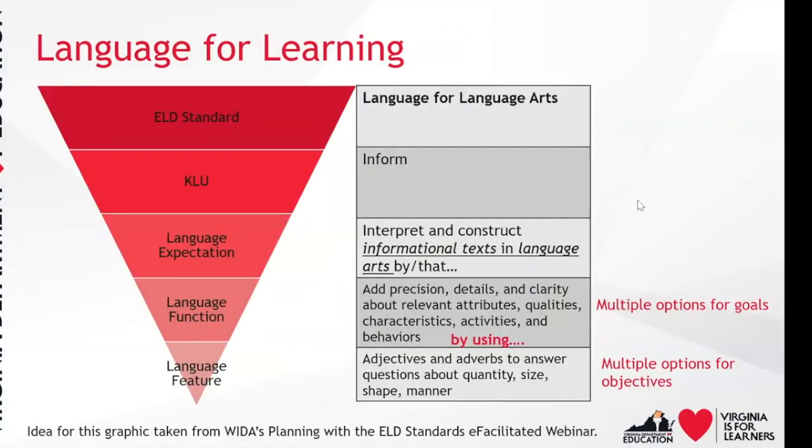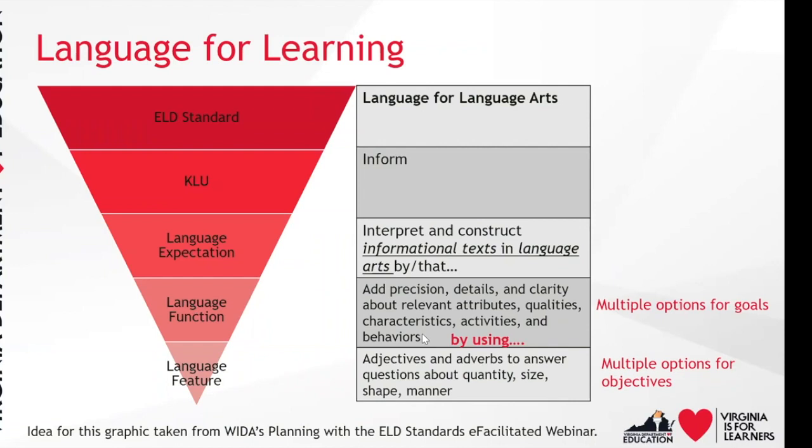And so here is an example of an ELD standard, just graphically. The ELD standard would be language for learning and language arts. And then the key use in this example is inform. And then the language expectation, we always want students to have an opportunity to interpret, so they're listening or reading information or viewing if it's a video, and constructing, so they're speaking, they're writing, or even sometimes representing in other ways.